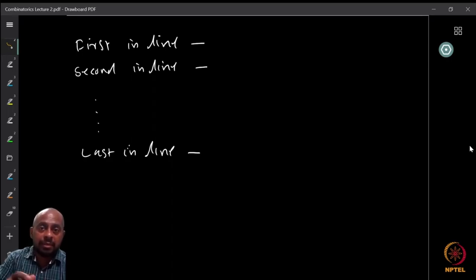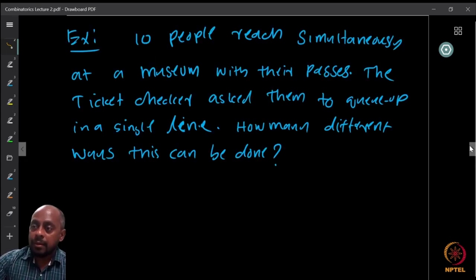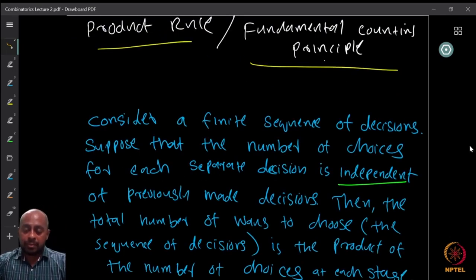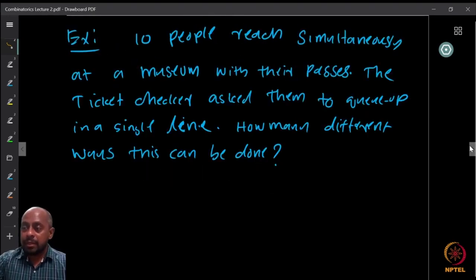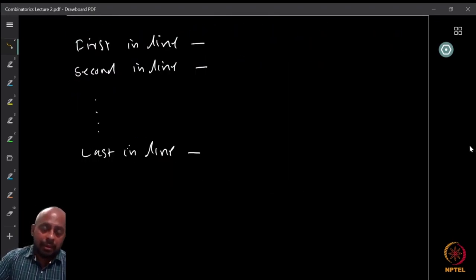Because if A, B, C, D, etc. are the people, if A is standing in the first position, then A cannot stand in the second position. But if B was standing in the first position, out of this 10, we choose B to be in the first position, then B cannot stand in the second position, so it can be only any of the other guys. So the choices themselves are not independent. But the number of choices, on the other hand, one can show that it is independent. So the framing of the product rule is careful. It says that if the number of choices of each separate decision is independent of previously made decisions, the choices themselves need not be independent. So that is important.